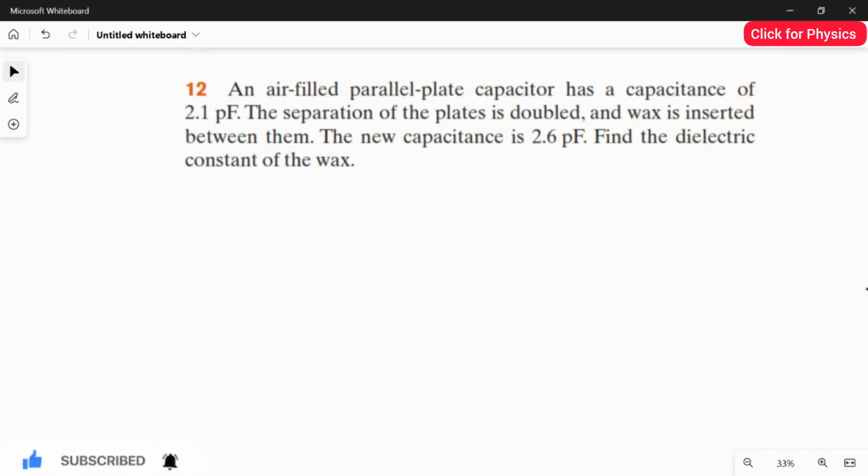So in the first part, what they give is an air-filled parallel plate capacitor. What is the meaning of air-filled? If you see this diagram, you have two parallel plates, and between the two parallel plates only air is there. So when you have the air-filled parallel plate capacitor, what is the capacitance value? You have the capacitance value of 2.1 picofarad. Now what is the distance here? The distance here is d. So this is the first part.